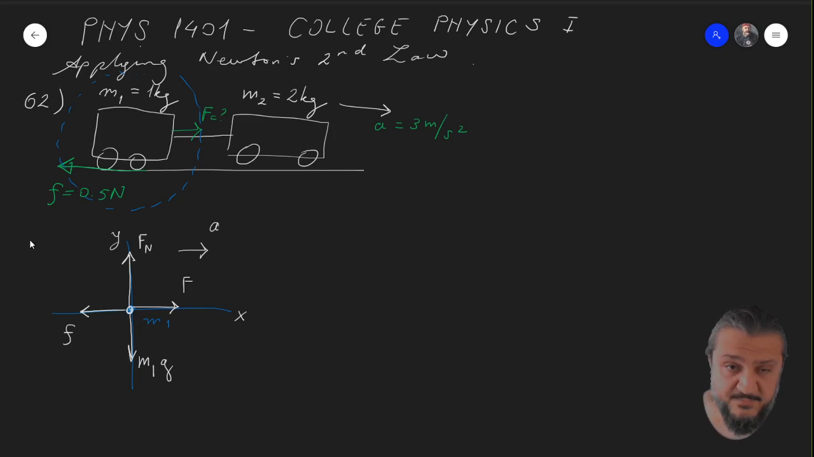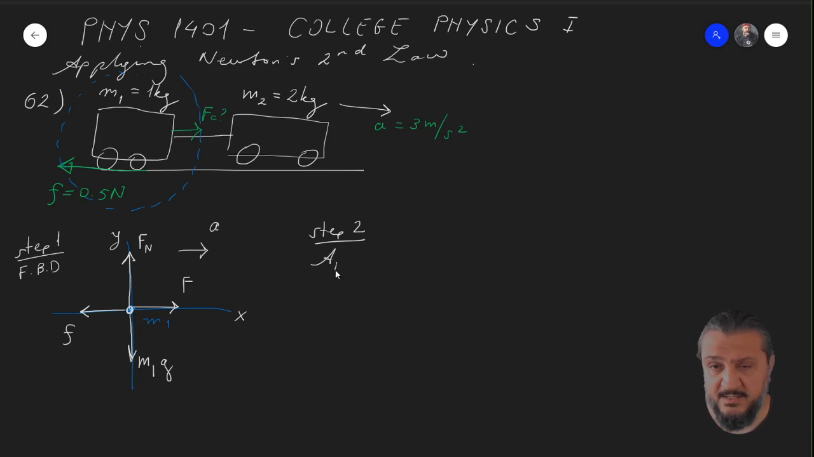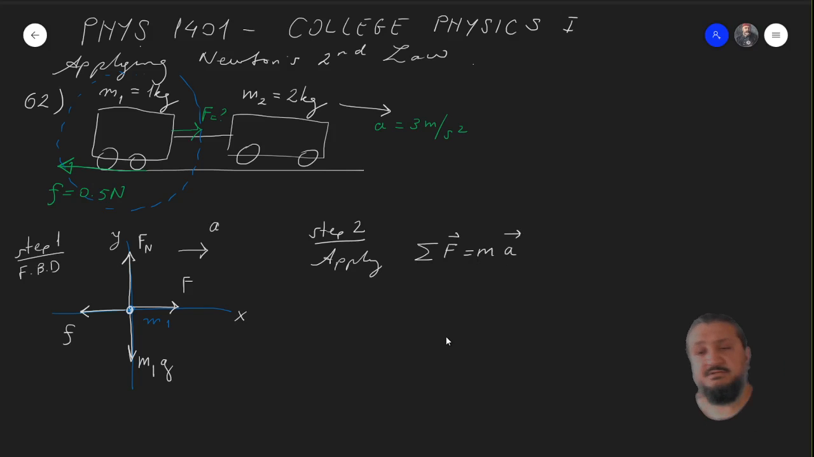This was step 1. If you want to use our methodology, the first step, always draw the free body diagram. And what is step 2 then? The second step will be applying Newton's second law. Step 2, apply Newton's second law. In other words, the net force acting on an object is equal to its mass times acceleration. The sigma here means sum of forces, everything here.